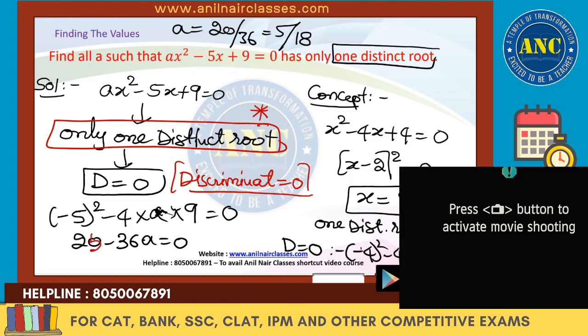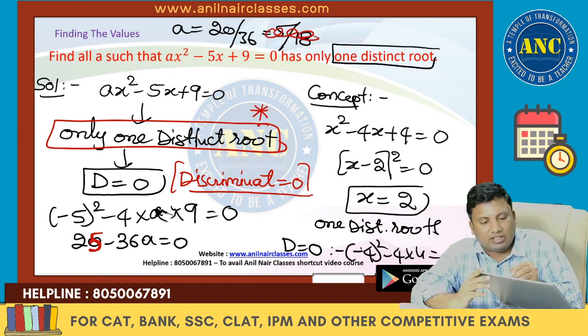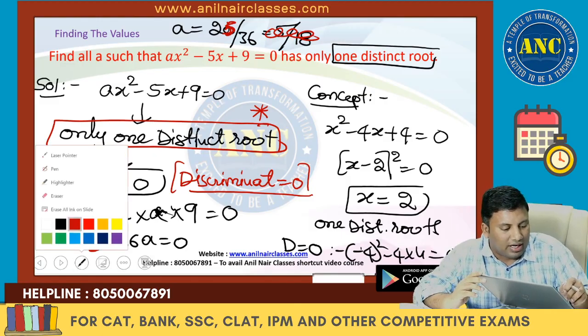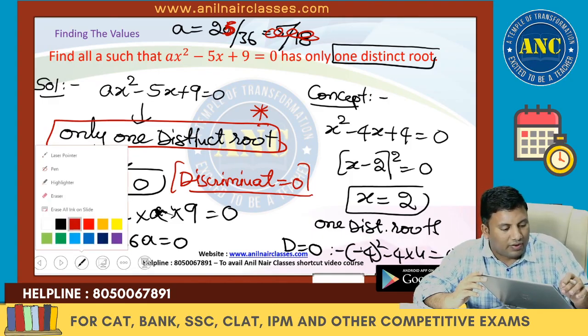This is 25, sir. Mistake, 25 by 36. 5 square is 25, I wrote 20. This is also 25.